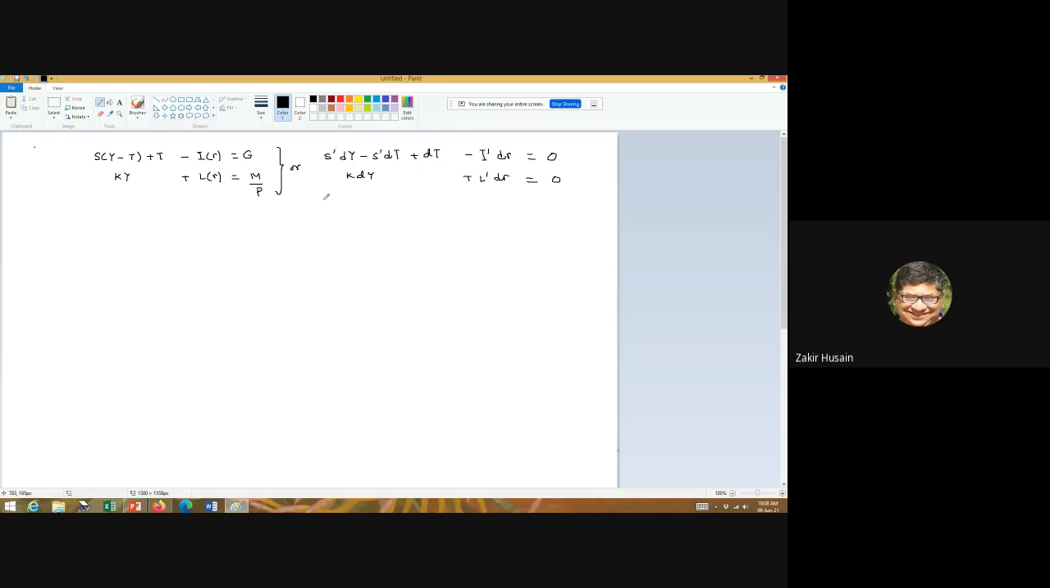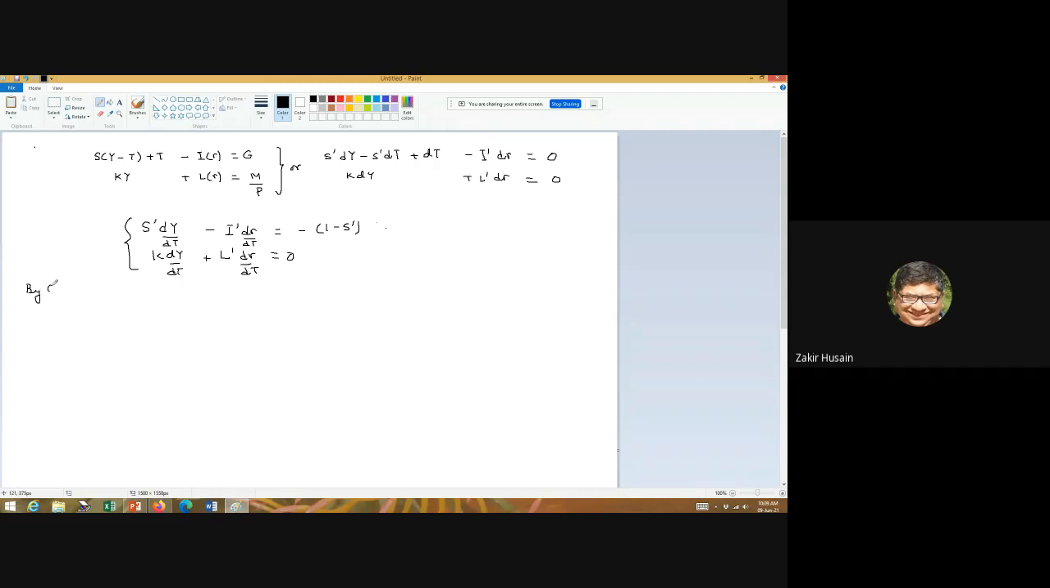So if we do some housekeeping over here, the equation will become S prime dy minus I prime dr. This will be k into dy plus L prime into dr. Okay, and over here, this will be 1 minus s. If I take it on this side, it will be 1 minus s prime dt. Okay, so I can bring the dt over here. This is dt.